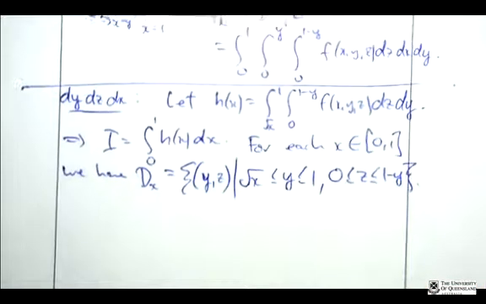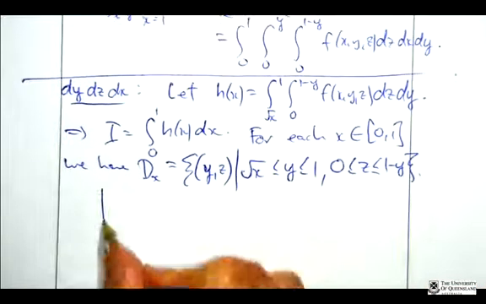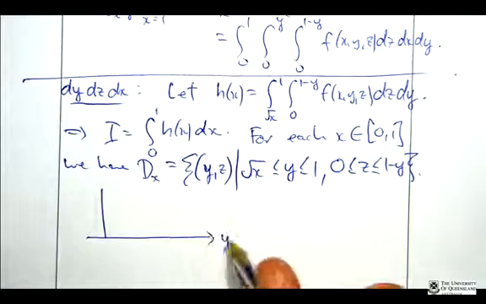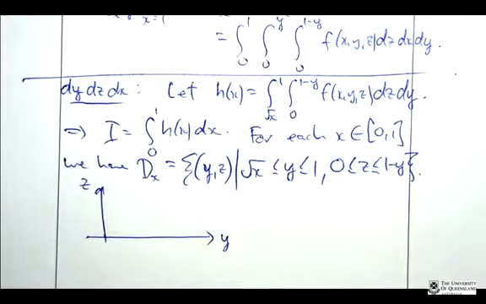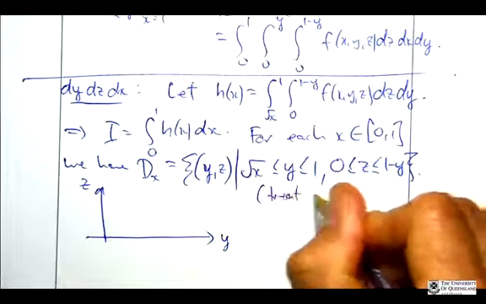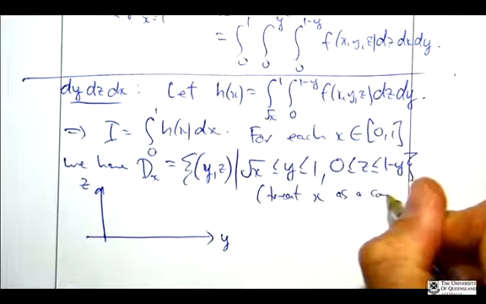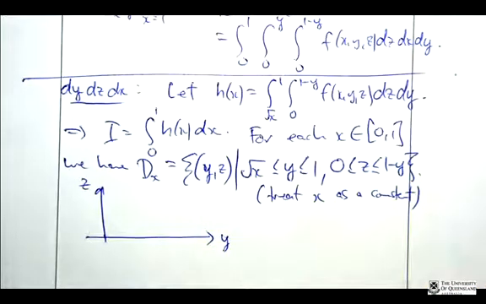So I can draw a diagram of this in a plane parallel to the yz plane. I'm going to treat x as a constant. And that's really the key here, because what I'm doing is taking a slice of my three-dimensional region corresponding to that given value of x.